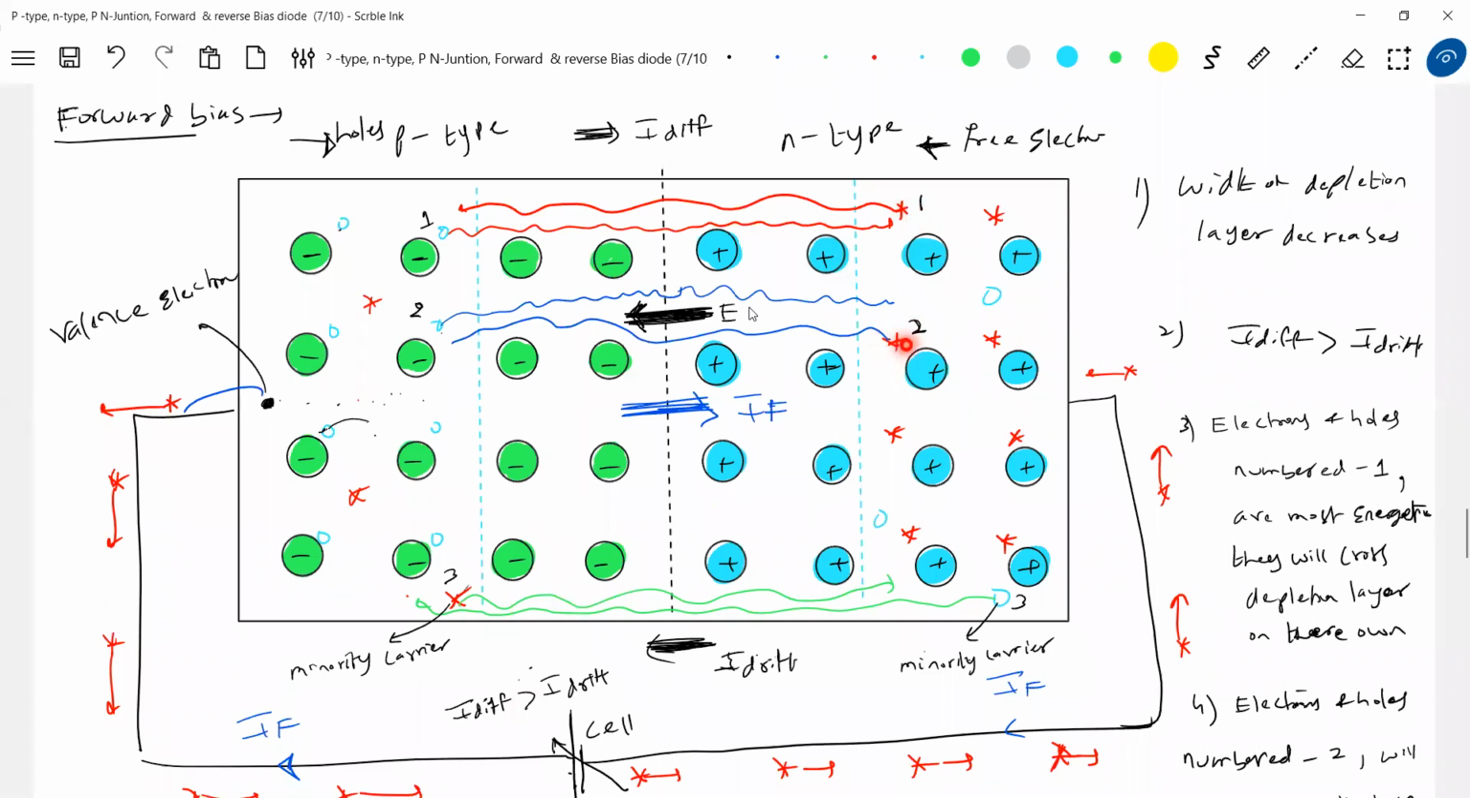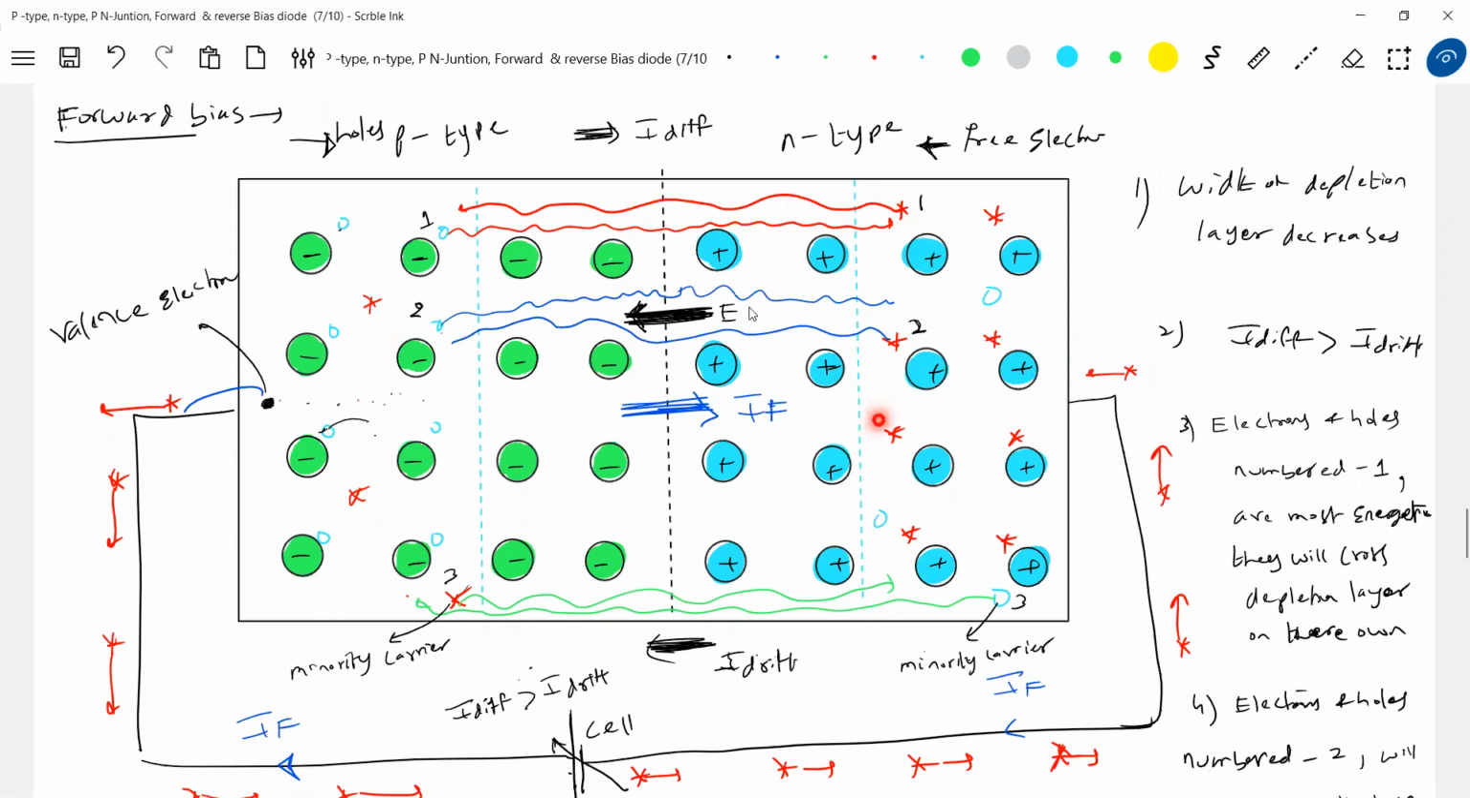Due to the increase in temperature. Go back to root mean square. What is the average kinetic energy? We write 3 by 2 kT, because this electron is like a monoatomic gas, no? So as you increase temperature, the average kinetic energy increases. Earlier, only 1 was able to cross, and the 2 was able to cross due to the cell.